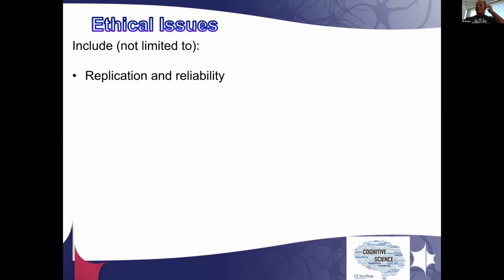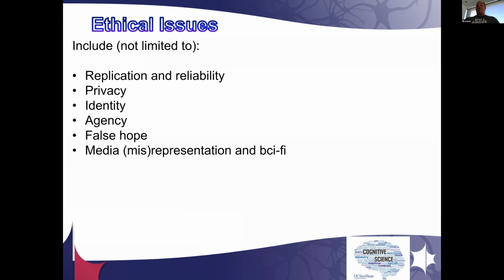So for closing comments, ethical issues include, of course, replication and reliability, privacy, identity, agency, false hope. Part of why I'm going over some of these quickly is, again, you're in Kai Miller's lab. He's widely known as a very ethical guy, and unlike many of us, is trained in medical issues with patients because of his medical background.